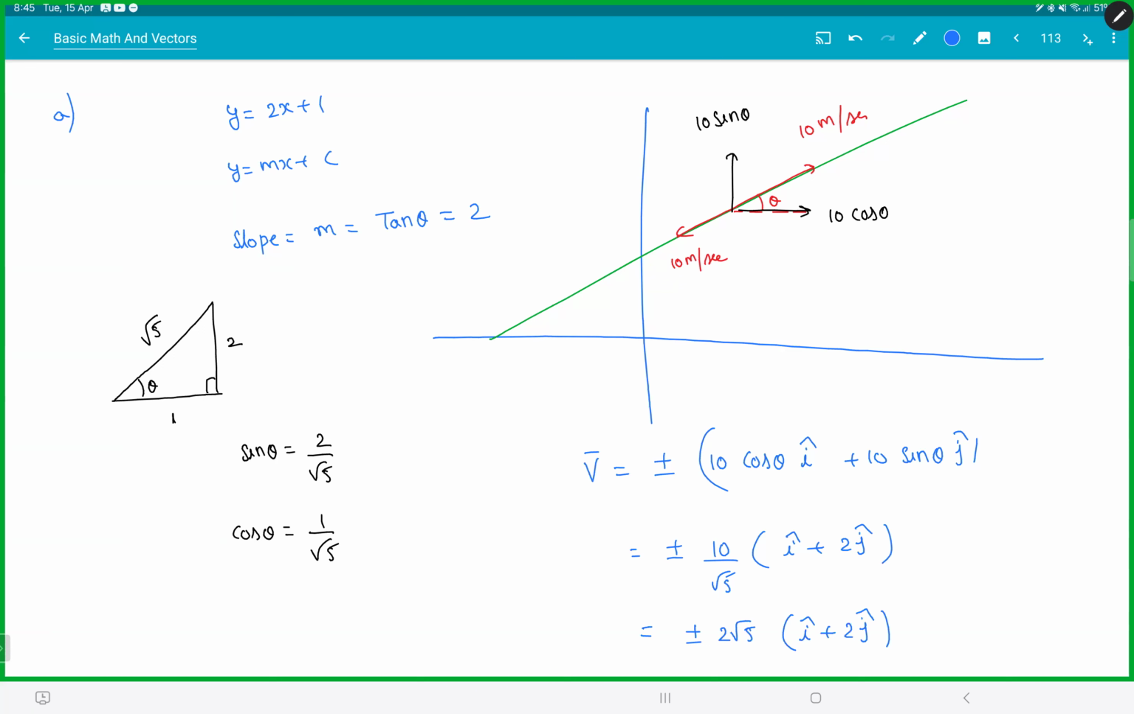Okay, what did we do? End of the day, I know the magnitude 10, and if you give me the angle, my job is done, right? So if instead of giving you the angle, indirectly I gave you the slope, and from there I'm telling you to find the angle. Is that making sense?